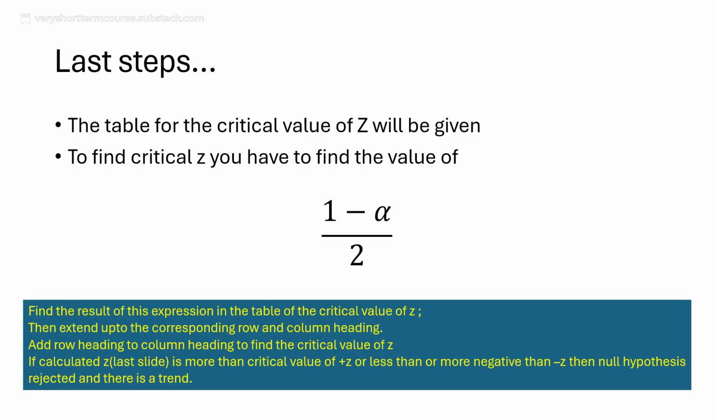So now I will show you first the table of critical Z and critical tau, and then I will show you an Excel sheet by which you can calculate whether there is a trend or not in your data set straight away with the help of Excel. Okay, so let us go to the second part now.